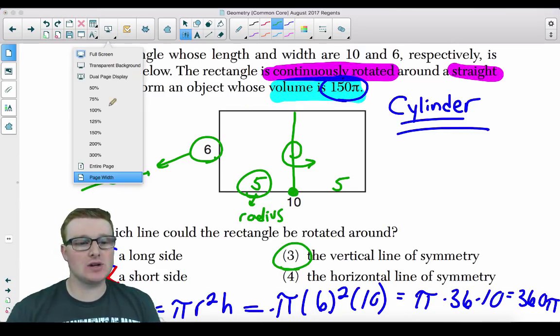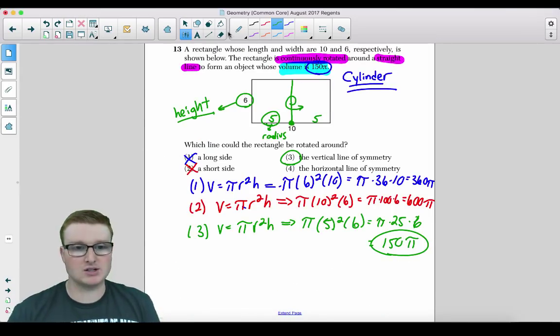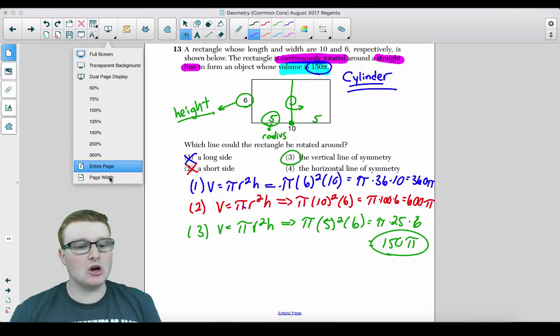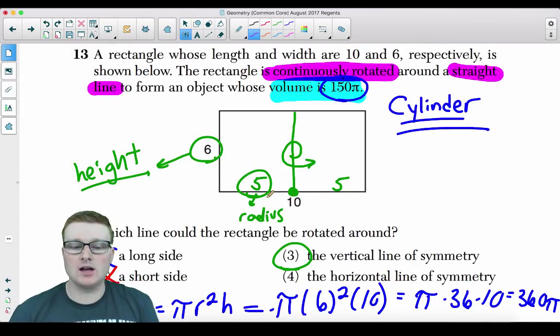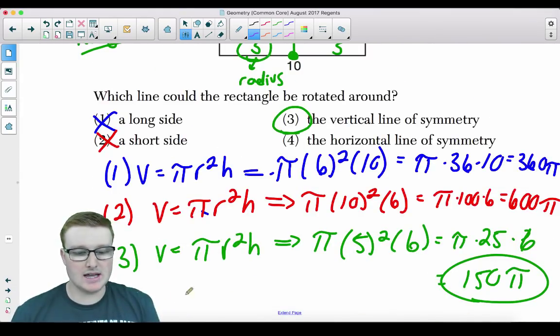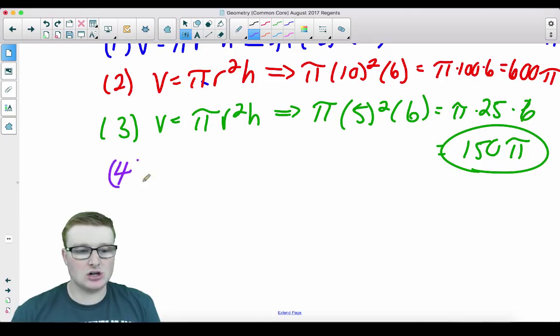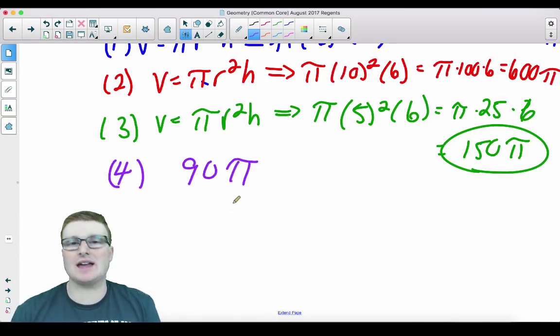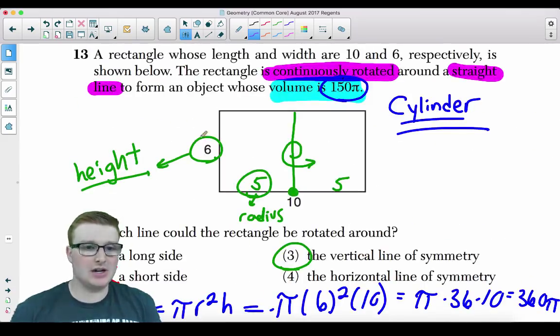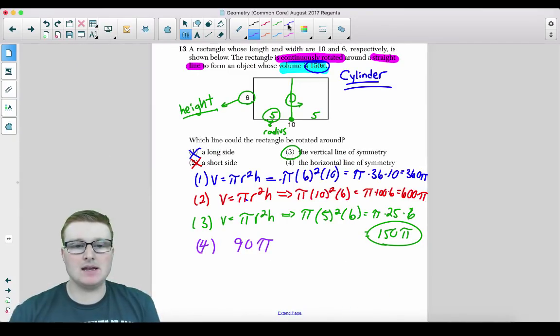The vertical line of symmetry would be correct. And if you just wanted to know, the calculation for choice 4 would result in an answer of 90 pi. So that can't work either. All right, so your answer is choice 3. In my opinion, that was a pretty challenging multiple choice question.